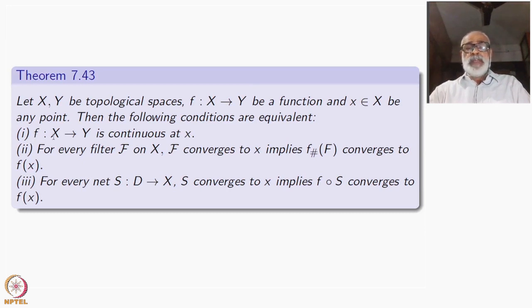So start with any function, take a point in the domain. f is continuous at that point is the first condition. Second condition is for every filter F on X which converges to x, f check of F converges to f(x). So this is a statement. The third statement is for every net S from D to X, S converges to x implies f composite S converges to f(x). So these are three statements.